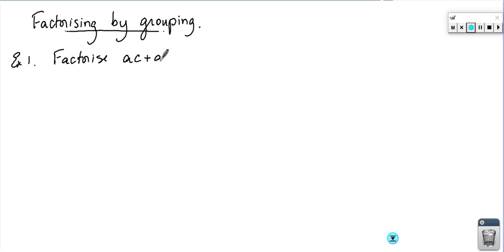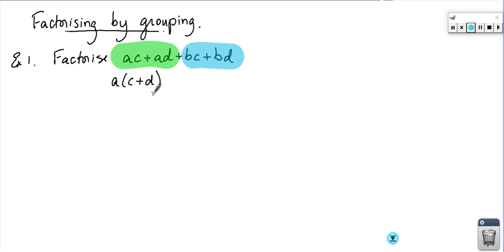AC plus AD plus BC plus BD. As we can see, the first 2 terms have A common, the second 2 terms have B common. So, taking out A as a common factor in the first 2 terms, I'm left with A into C plus D. Taking out B as a common factor, I'm left with B bracket C plus D. So, we're using common factor here, it's very important.